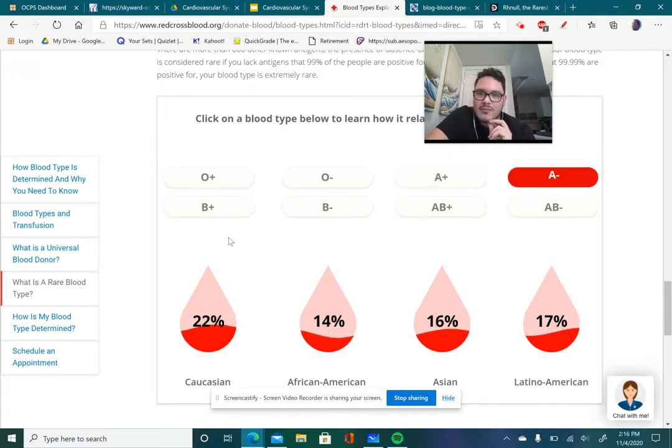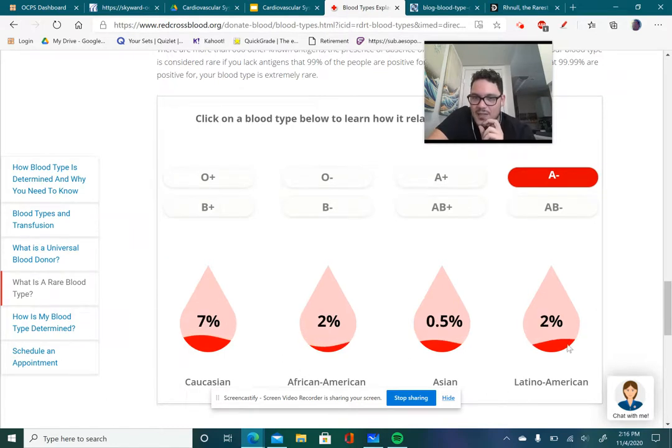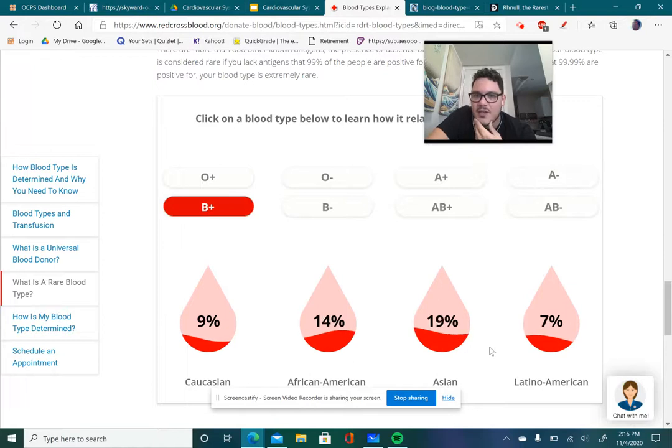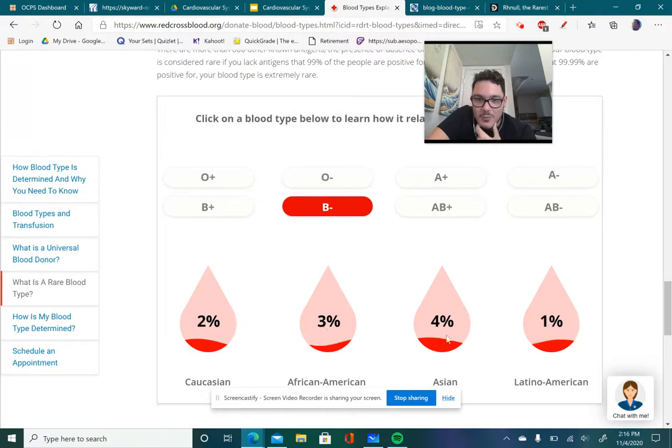What about A negative? Numbers drop again. Interesting. There's a common theme that you're seeing here. B positive, on the other hand, is going to be a blood type that's more prevalent amongst Asians. So it's something that originated closer to Asian countries. So that's why you see more Asians in general. B negative, rare blood type. This is actually a really rare blood type.